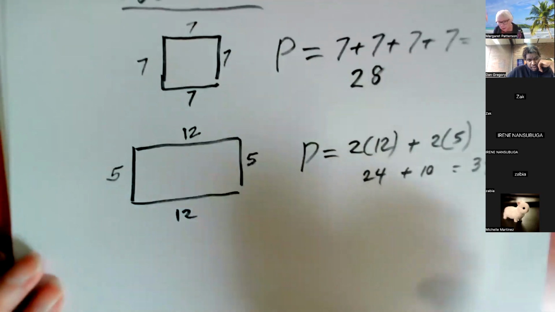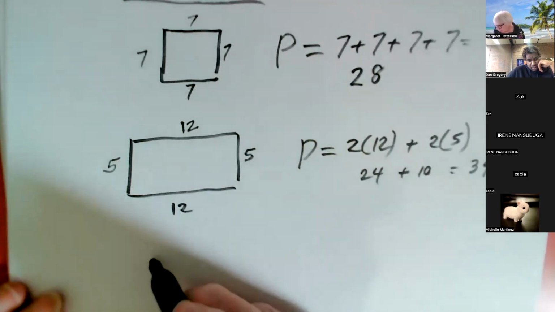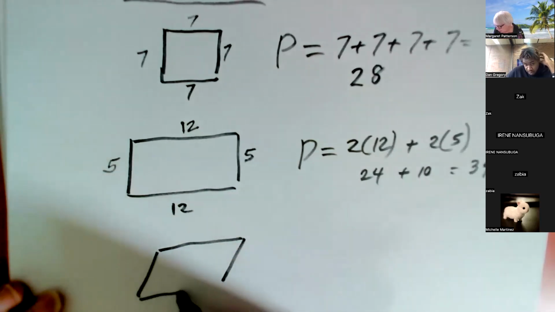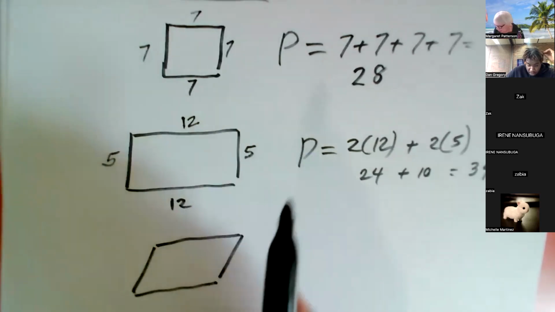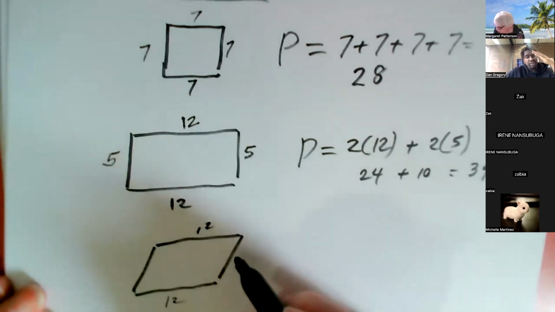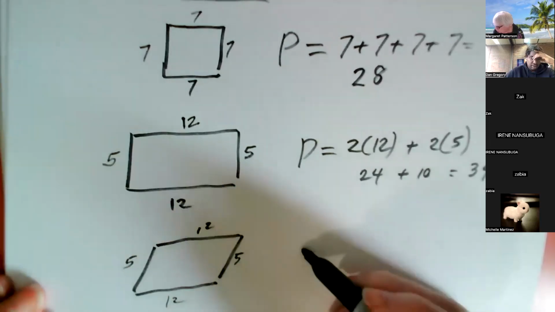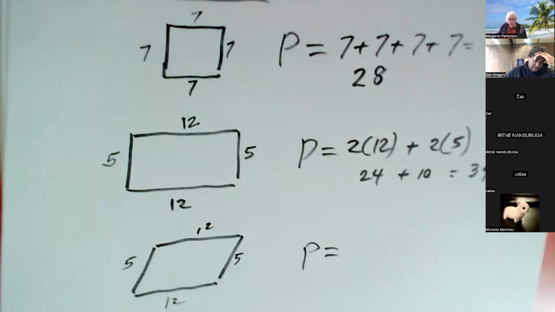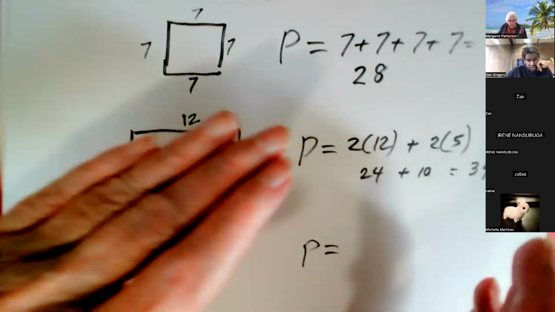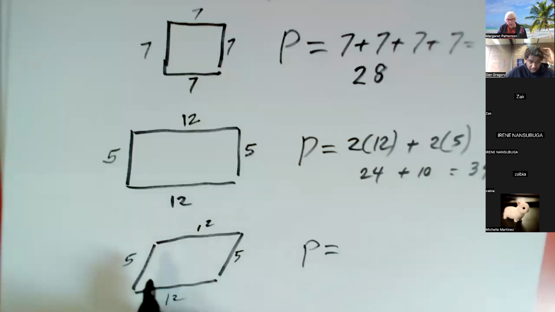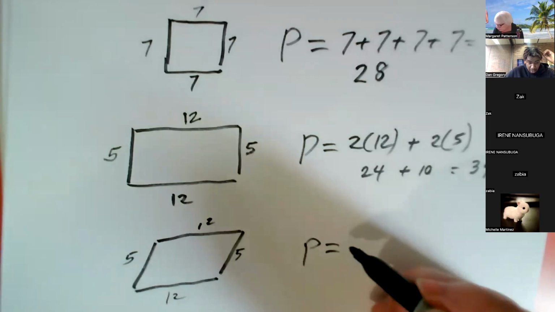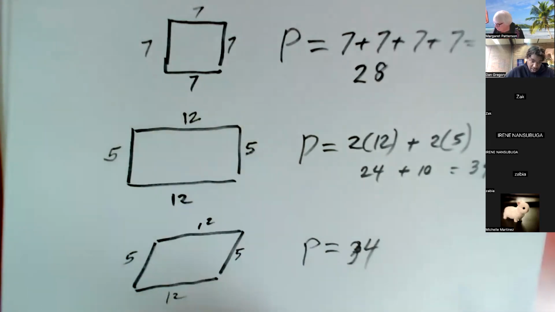Now, what about a triangle? Or what about a crazy parallelogram? Did it matter? We just took this and tipped it. So this is 12, this is 12. Let's just do the same numbers. What's the perimeter? I just took those things and tipped it. It's the same, isn't it? I'd have 2 12s and 2 5s. It'd have to be the same, wouldn't it?